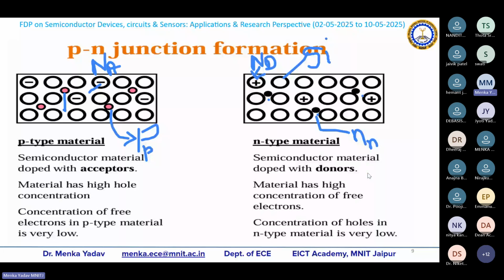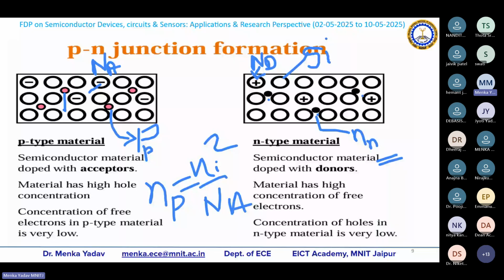Okay. So how can you figure out the minority charge carrier? You know the formula for the minority charge carrier: ni squared is equal to p into n. So for example, for this, you can represent it by np is equal to ni squared upon Pp, and you can get it for this, right?